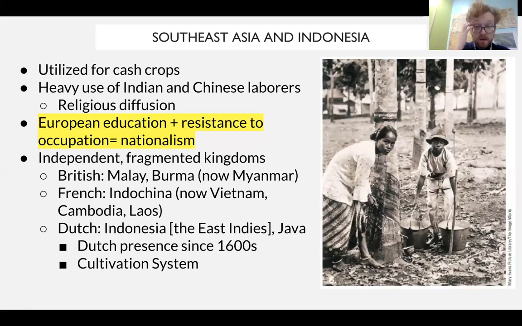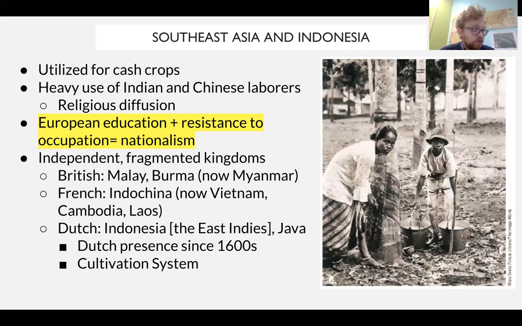Well, why is Southeast Asia going to be conquered so easily? Well, it's because Southeast Asia is, before European imperialism, a collection of fragmented kingdoms. And we talked about this way back in Unit 1. So we do have a series of weakened kingdoms that are not able to compete industrially or militarily with European invaders. So much of Southeast Asia will be divided between the British, the French, and the Dutch.